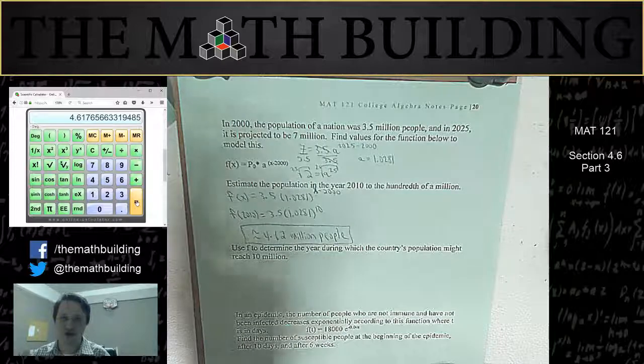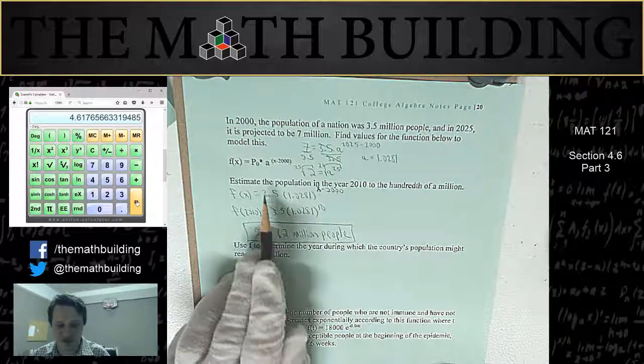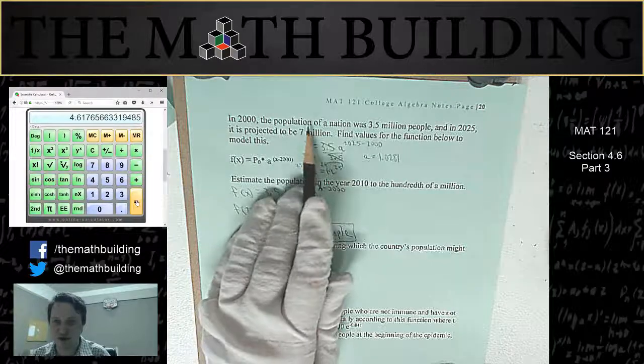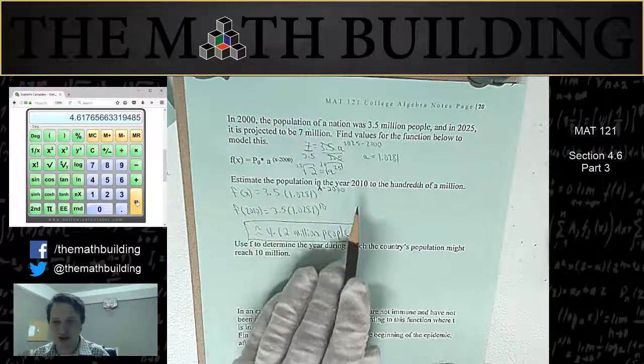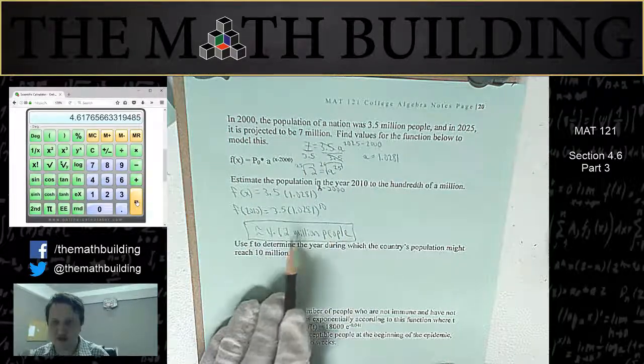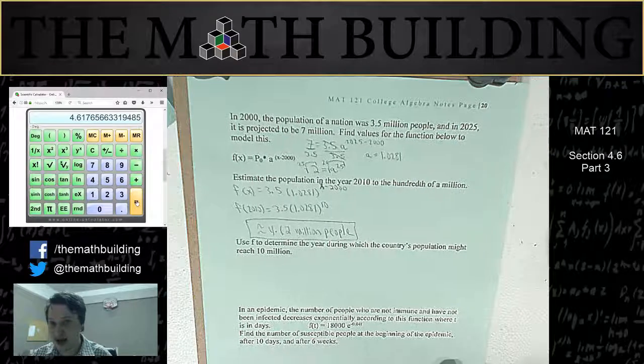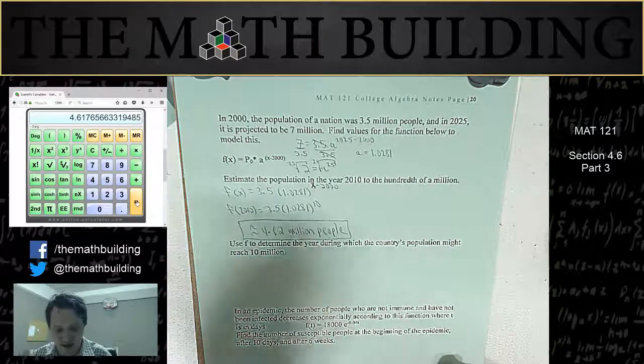This is like my third take of this video because I accidentally put 7 here instead of 3.5, and I got an answer that was higher than 7 million. That wouldn't make sense for 2010, to get an answer higher than 7 million. So that's how I knew I had made a mistake and had to redo the video. So keep an eye out for that to make sure your answers are making sense.